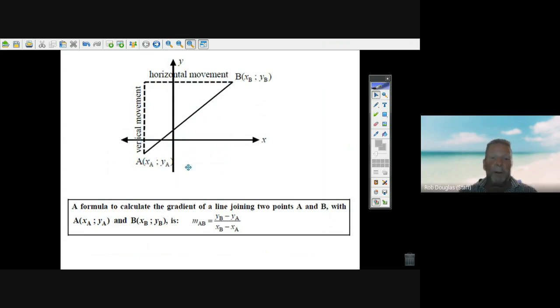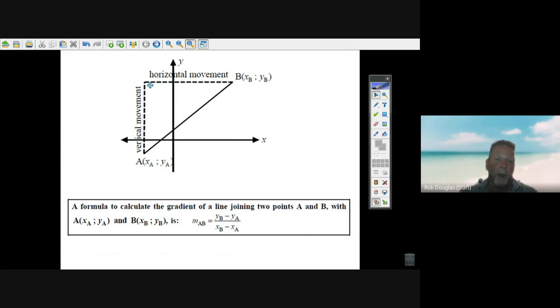But no matter where you put the triangle, you've got a point, and there's the x coordinate and the y coordinate. And over here we have another point. It's so many along and so many up. There's the x coordinate and the y coordinate. And all gradient is a fraction. It's a fraction of the vertical movement, the rise, over the horizontal movement, which is the run. So it's rise over run.